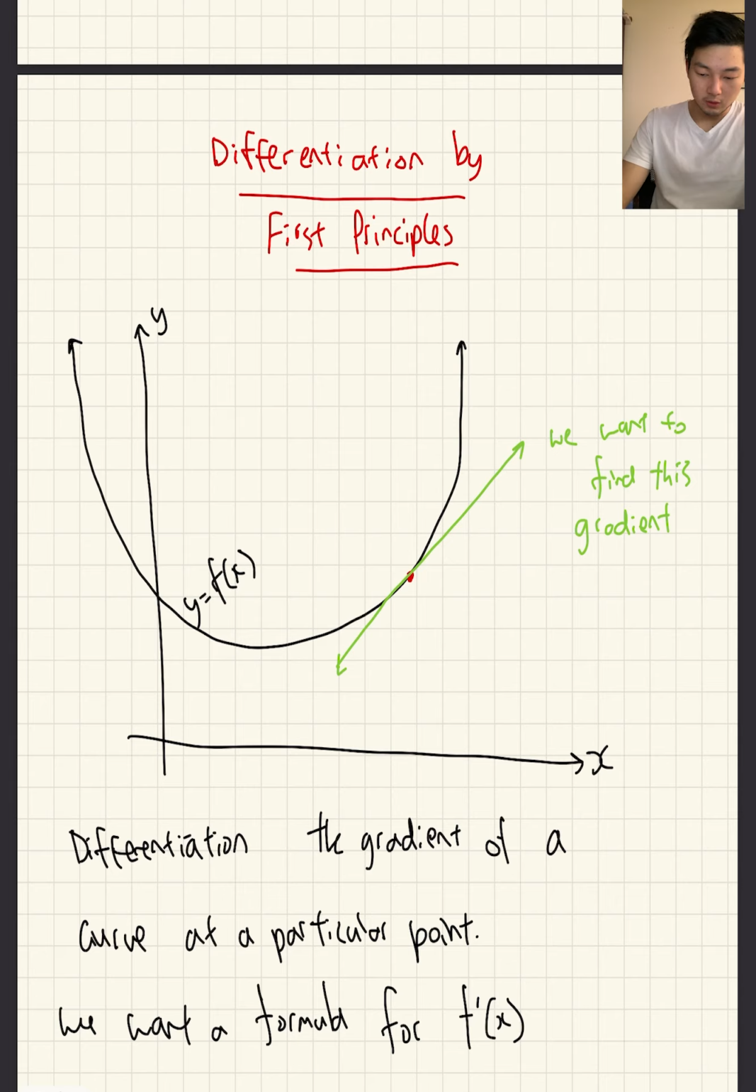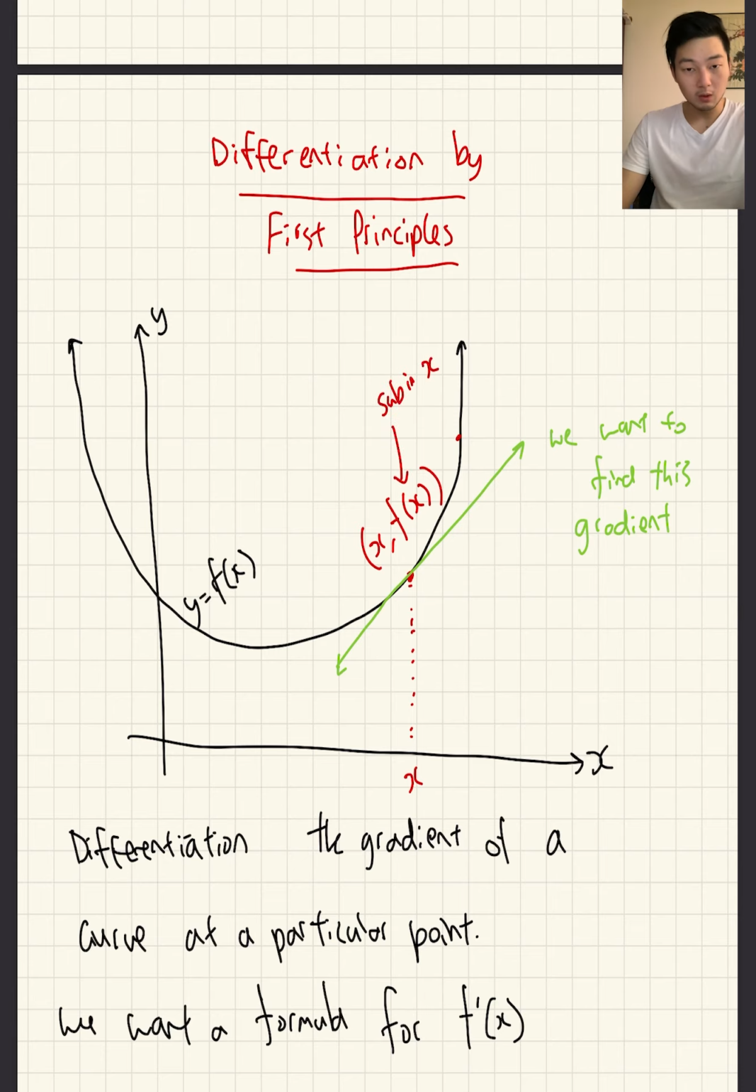Now, what we can do is approximate this gradient first by having a second point here. Let's say that this point is at x, and because it's on the curve, we can substitute this point in and say f of x, which means substitute x into the function. Let's call this x1, with a subscript, to show that it's a particular point of x. Sub x1 into the function. Maybe that makes a bit more sense.